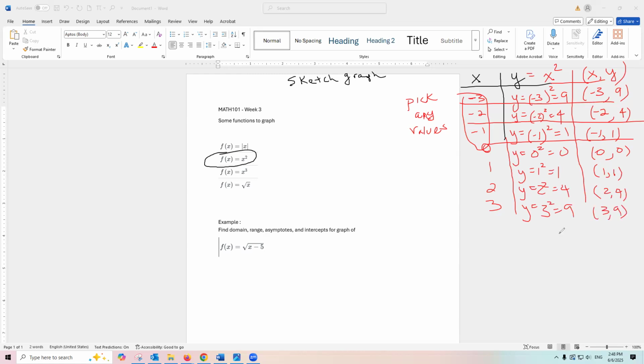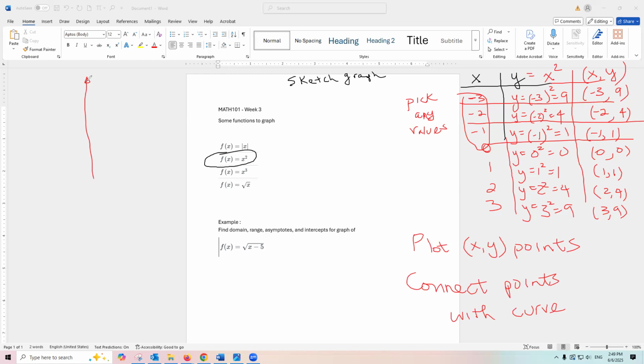Now you can make as many rows in this table as you want. You can pick as many x values as you want. I'm going to leave it like this because what we're going to do now is plot these xy points on a graph. And once I do that, I'll connect the points with a smooth curve. And you can use this method to plot any of these graphs. So let me do it. Let's go plot some xy points.